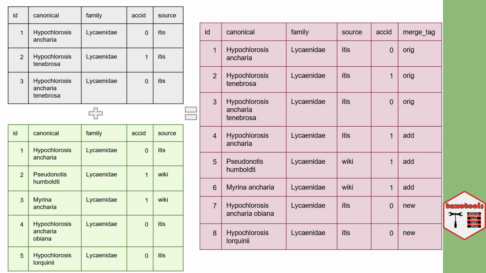So to look at an example here, we have two lists. The first list we are calling master list, and we are adding the second list to that. If you carefully look at the merge tag, the first three names have come from the original names, and then the next three names are potentially additional synonyms, and then the last two names are the new scientific names, which are valid names potentially to be added to the system.